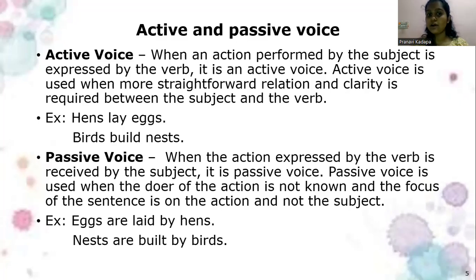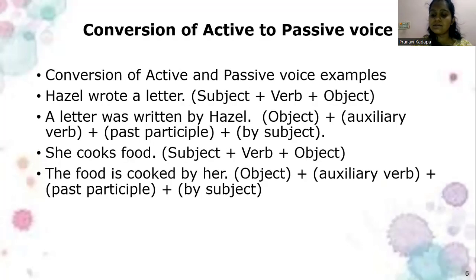In passive voice, when the action expressed by the verb is received by the subject, it's passive voice. Passive voice is used when the doer of the action is not known and the focus of the sentence is the action and not the object. The structure of a passive sentence is object, verb, subject. Let's see an example. Active voice: Hen lays eggs. Passive voice: Eggs are laid by hens.